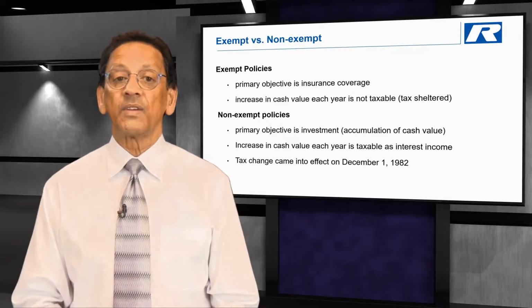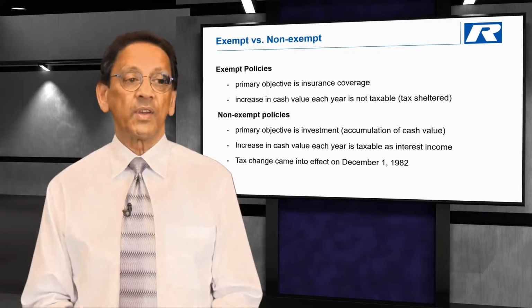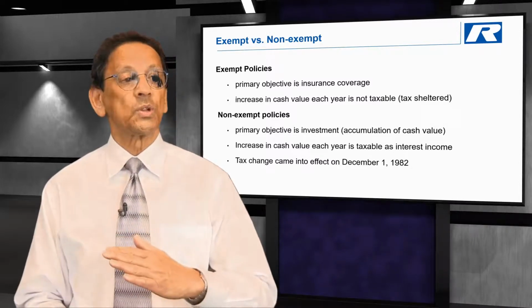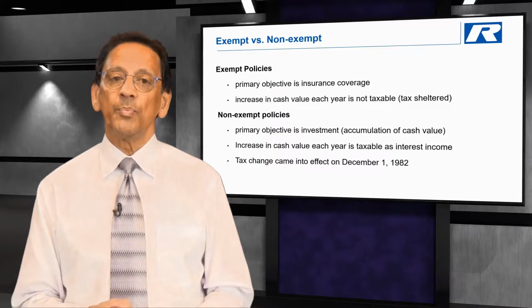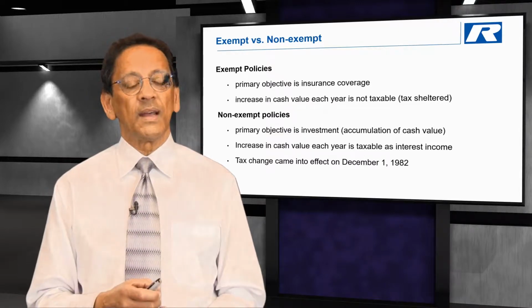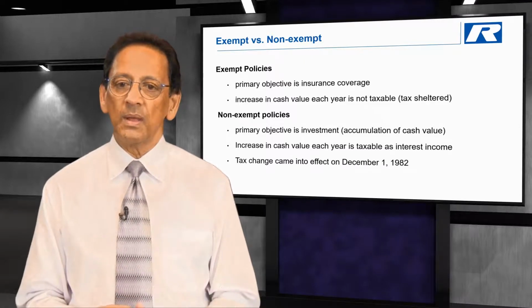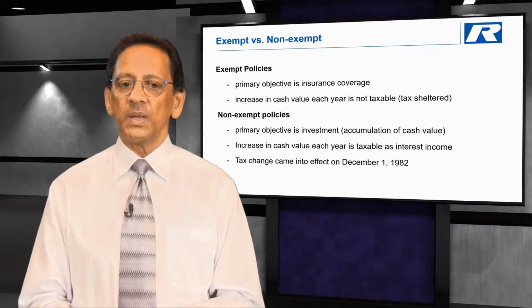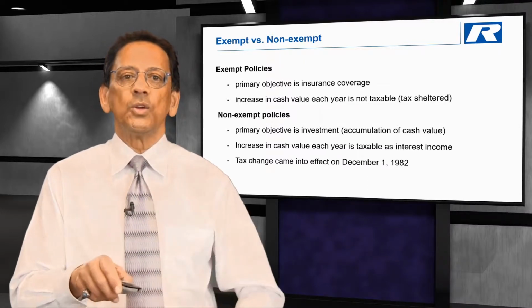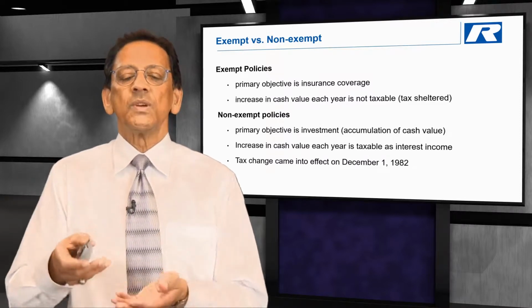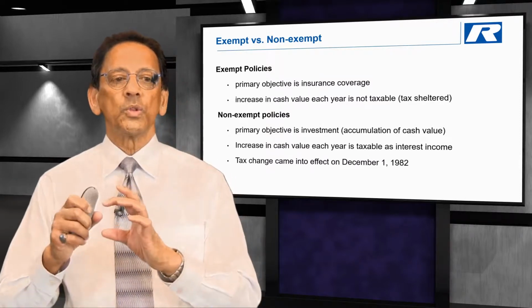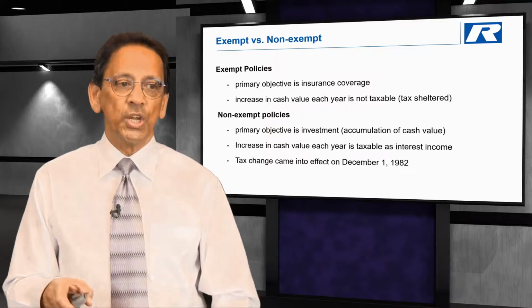That doesn't mean it cannot have cash value. It can have cash value, but only up to a certain level. A non-exempt policy is a policy that Revenue Canada says looks more like an investment. And because it's like an investment, anytime the cash value goes up each year, we are going to tax that increase each year.